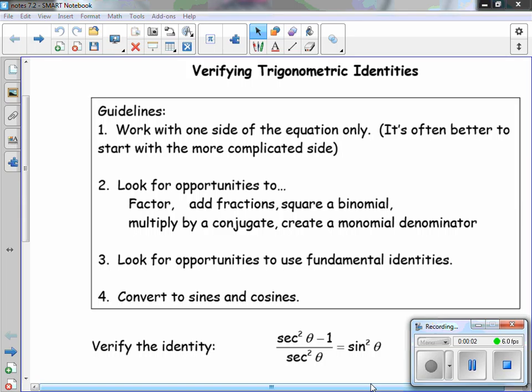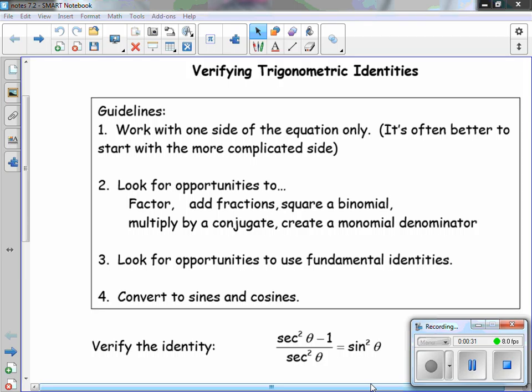Okay, in 7.2, it's going to be very similar to 7.1, except we are going to have a target. So instead of just simplifying an expression, we will be verifying an identity. All right, so you can see here in this first example down below that top box, we have an equation instead of an expression. All right, so the general guidelines for this, we will only be able to work with one side of the equation, and generally speaking, we'll want to work with the more complicated side first.